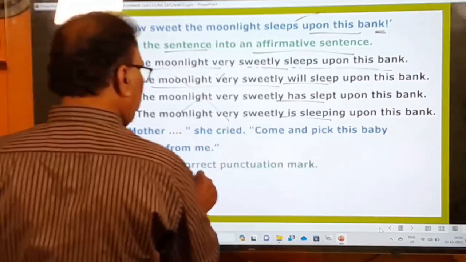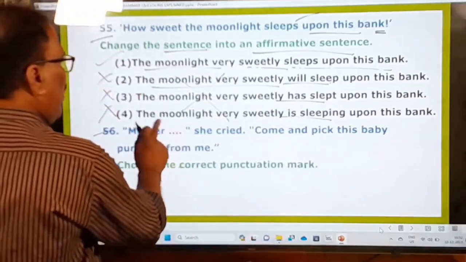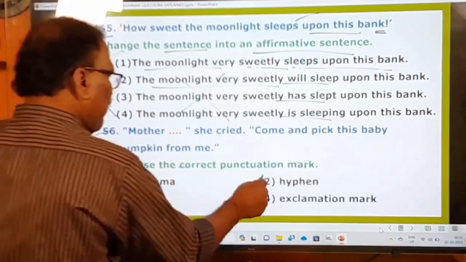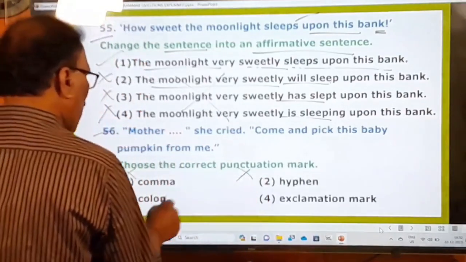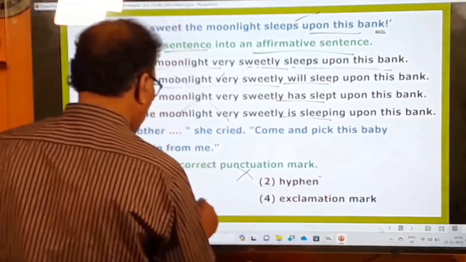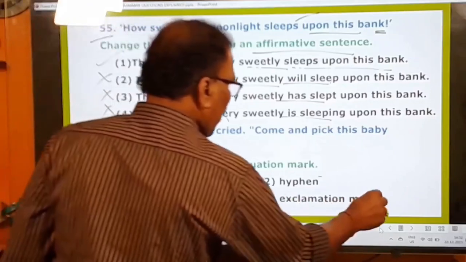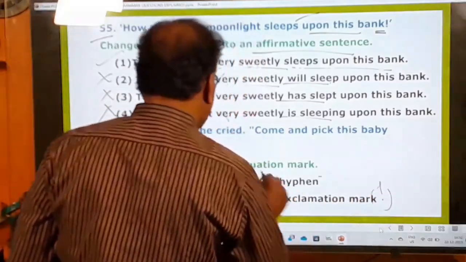Choose the correct punctuation mark in this blank. What is the correct punctuation mark to be used in this? Comma, no. Hyphen, no. Colon, no. Comma means this one. Hyphen means a small dash. Colon means these two dots are called a colon. Right. Exclamation mark means this. So only the exclamation mark.